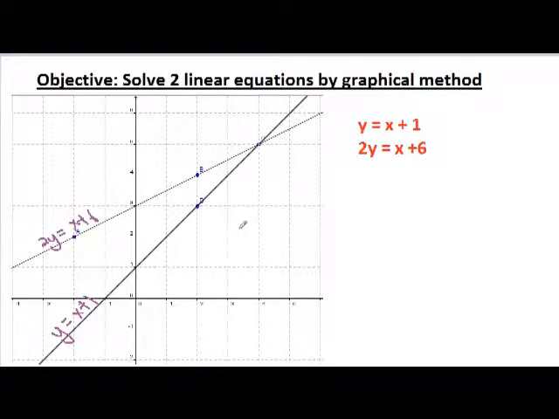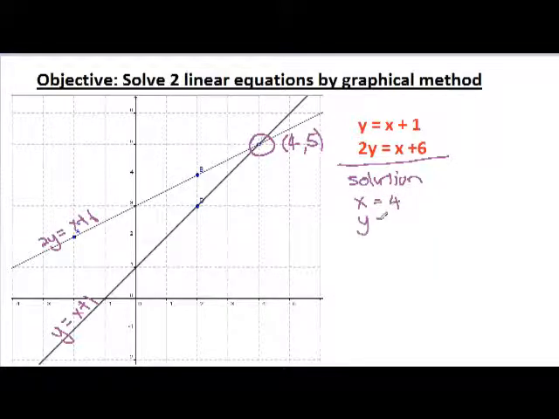Can you recall the second step? Yes, we need to identify the point where the lines cross. And it is very obvious that point C is the point where the lines cross. So we read the coordinates of point C. It is 4 and 5. So the solution is x equals 4 and y equals 5.